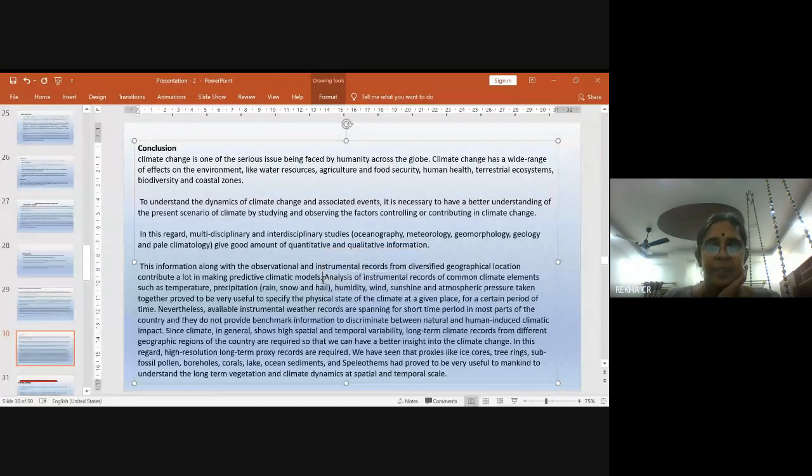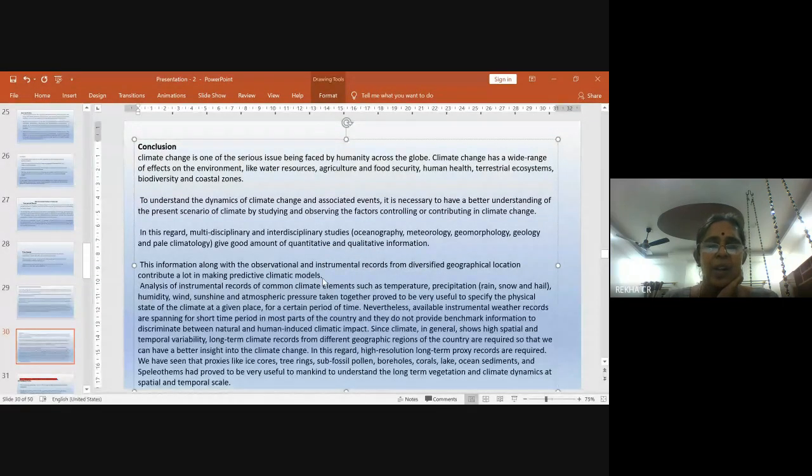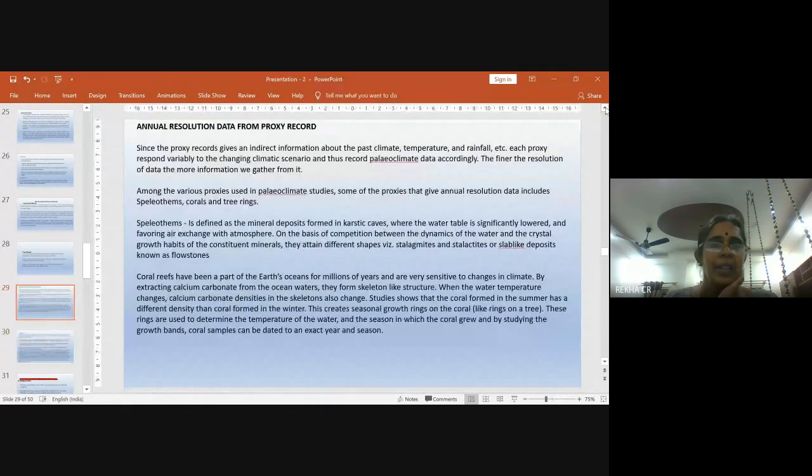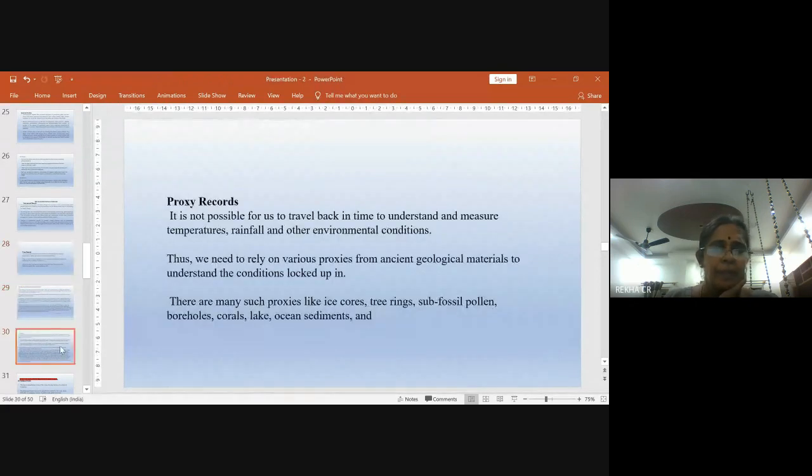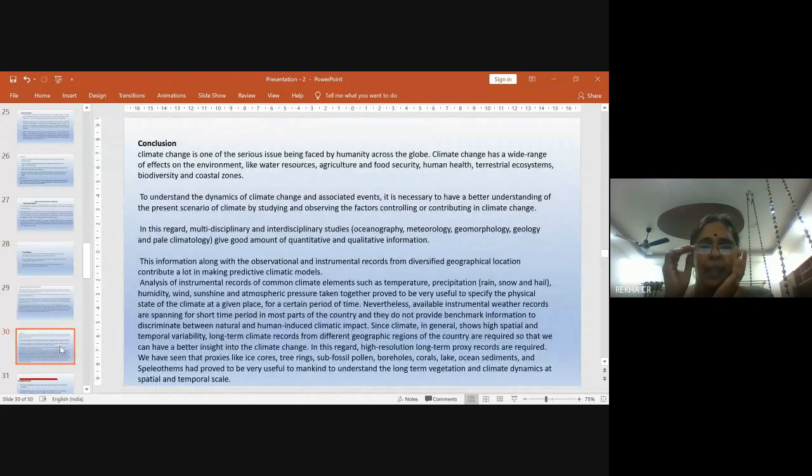So analysis of the instrumental records of common climate elements such as temperature, precipitation, humidity, wind, sunshine, and atmospheric pressure provides a useful clue for the physical state of the climate at a given place for a certain period of time. So in general, climate shows a high spatial and temporal variability.